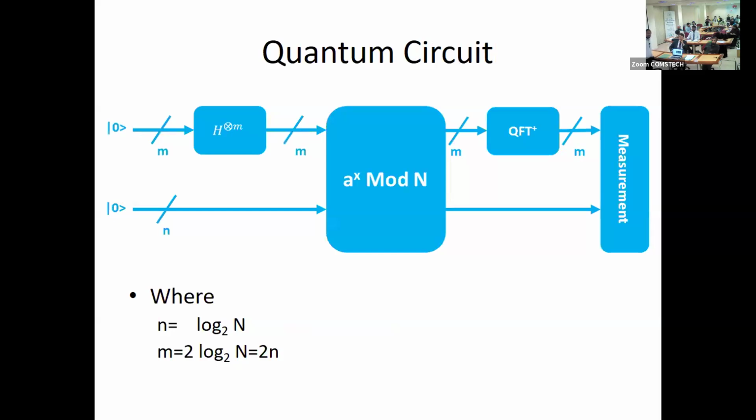So this is the circuit. We start with two sets of qubits, and this is not just one qubit. These are m qubits and these are n qubits. Okay, and how do you get these numbers? m is basically 2 times n, and small n is basically log to the base 2 of capital N. Okay, this you can easily find. And then these qubits on which we are applying the Hadamard gate, in fact, the Hadamard gate is the quantum Fourier transform of a single qubit. And the Hadamard gate is also the inverse quantum Fourier transform of a single qubit.